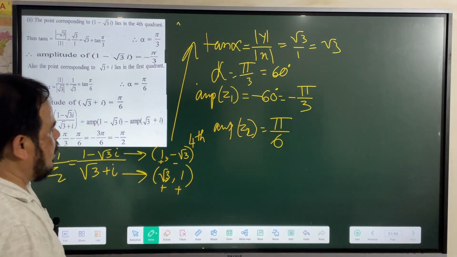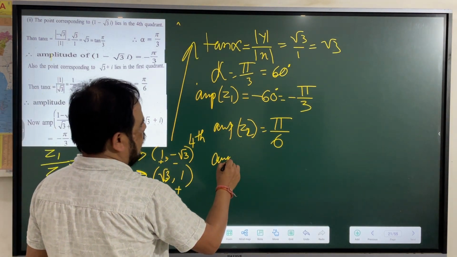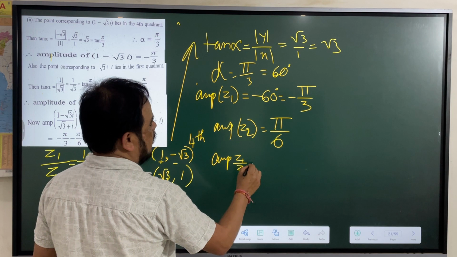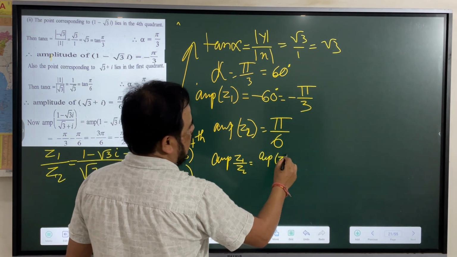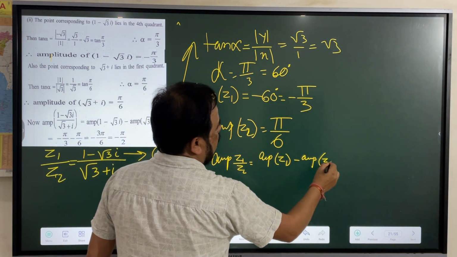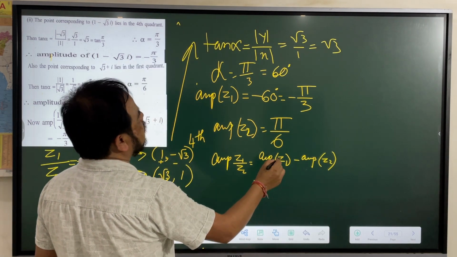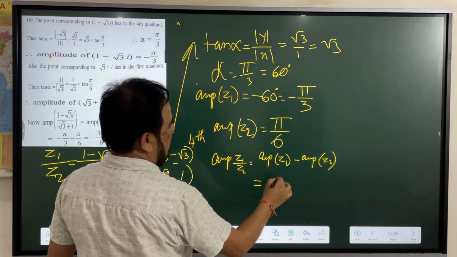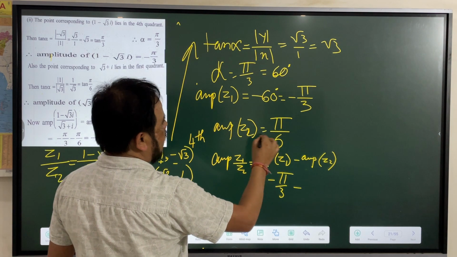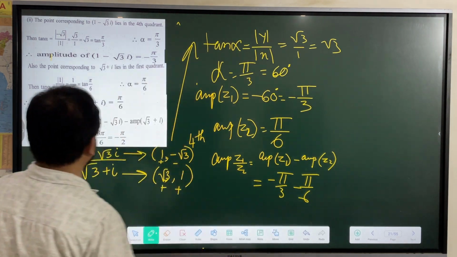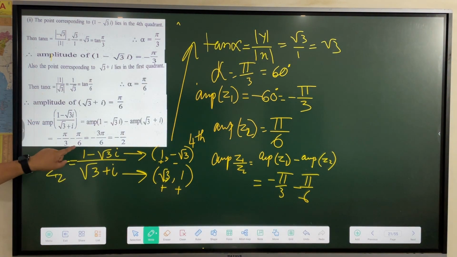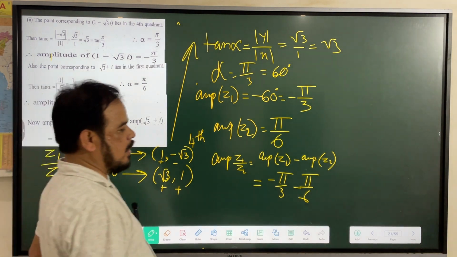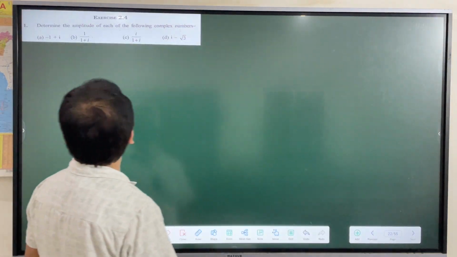So after that, the amplitude of Z1 by Z2 is equal to the amplitude of Z1 minus the amplitude of Z2. The amplitude of Z1 is minus pi by 3, Z2 is pi by 6. After the calculation, minus pi by 3 minus pi by 6, the calculation is done. LCM is taken. That is related to general maths.